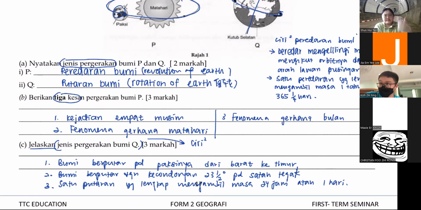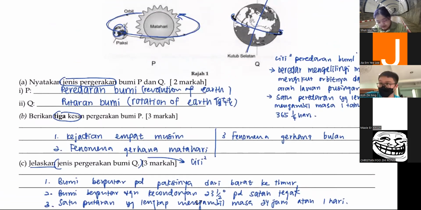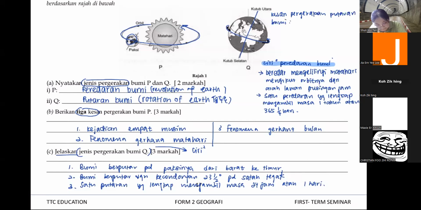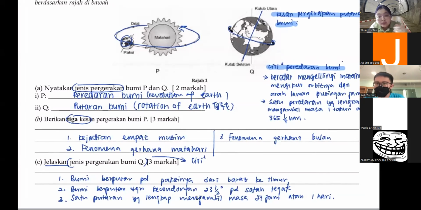Now, of course, they might ask you kesan for P. They can also ask you kesan for Q. Okay, so let me write it somewhere else for you. This is the example question. If they ask you kesan pergerakan putaran bumi, what's your answer? The effects of putaran bumi.